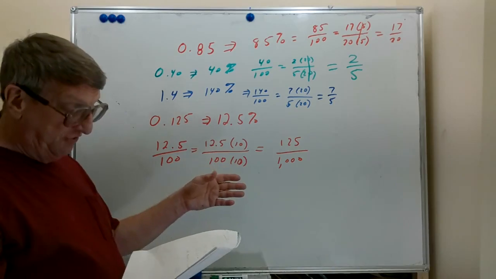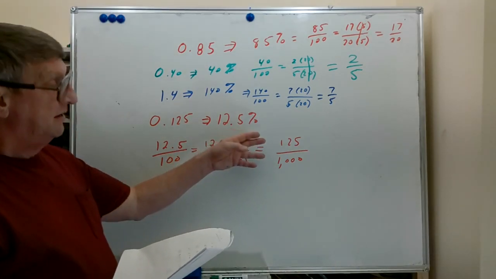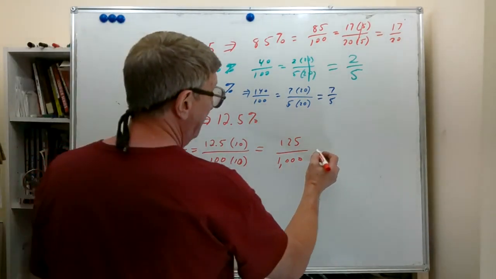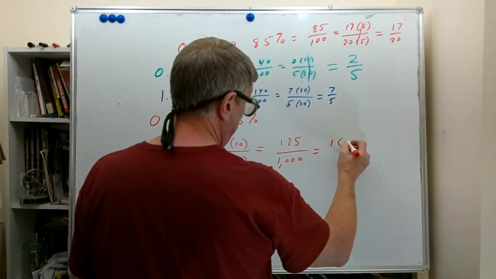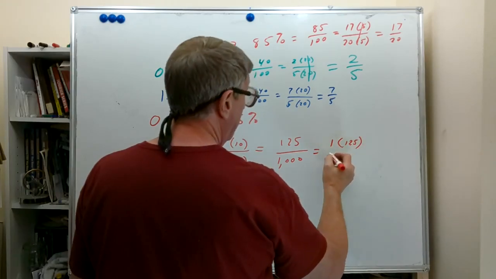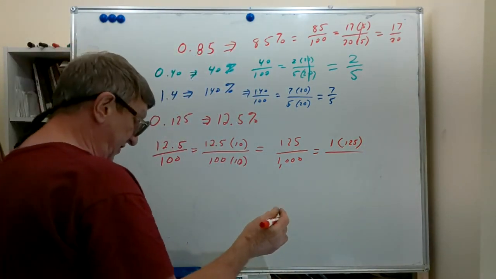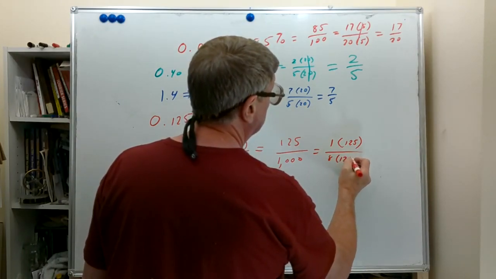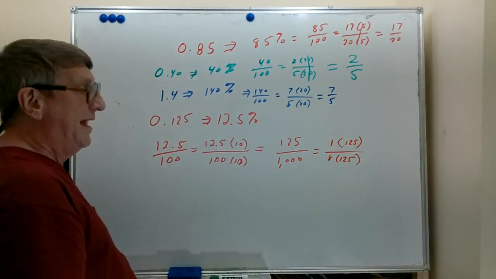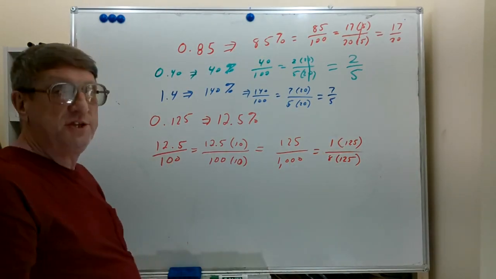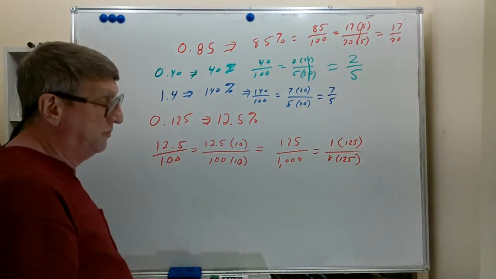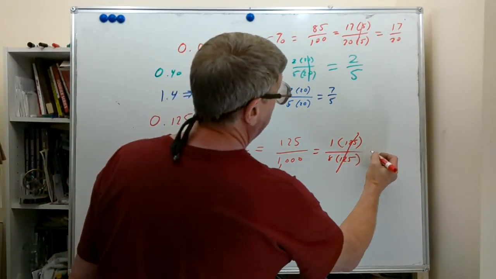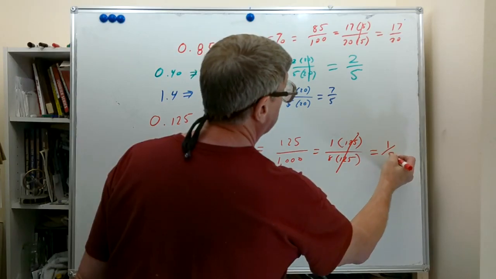Now we want to reduce the fraction by finding common factors. Well, as it turns out, 125 is equal to 1 times 125, and 1,000 is equal to 8 times 125. Now we have a like factor of 125 in the numerator, a like factor of 125 in the denominator. We can simply cancel those out, and that leaves us with a fraction of 1/8.